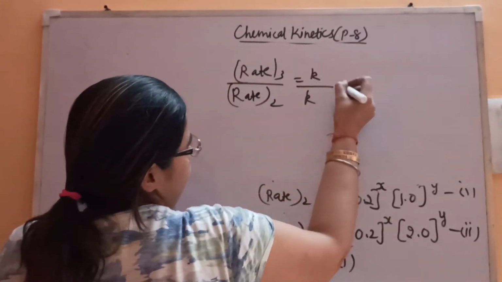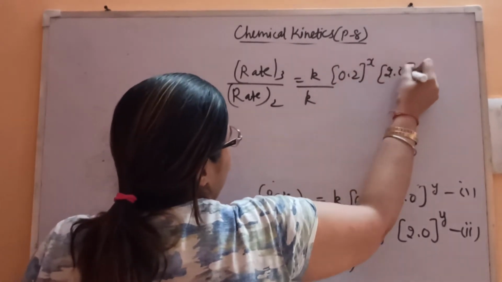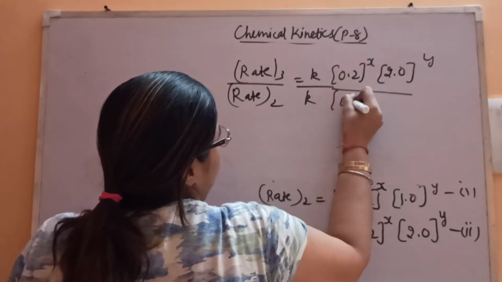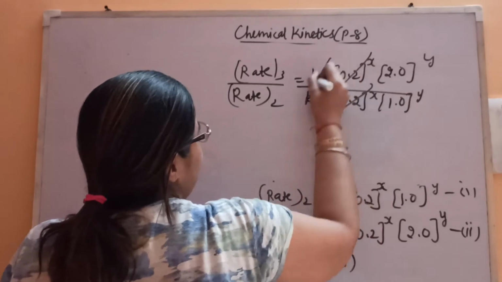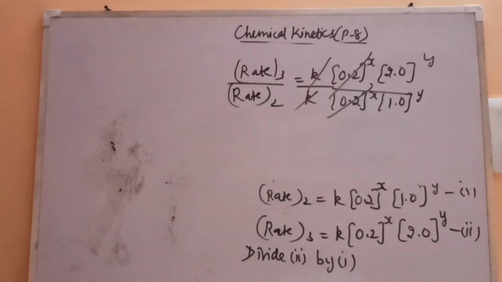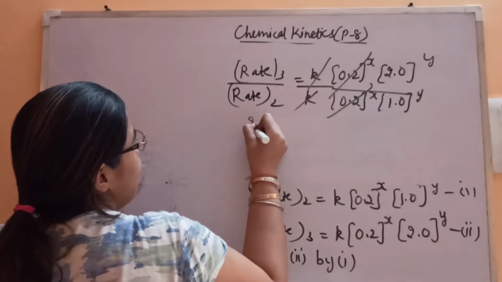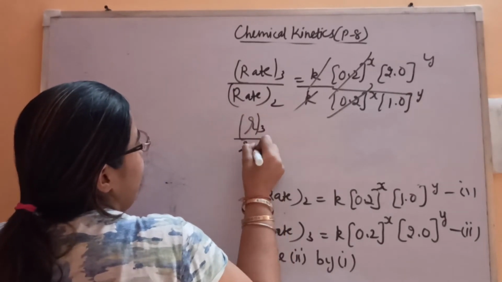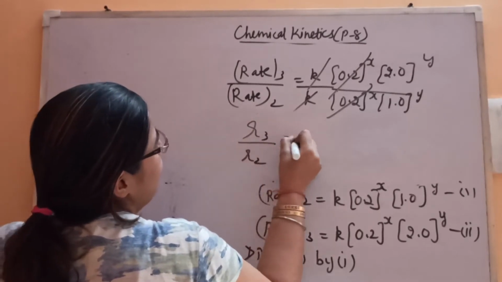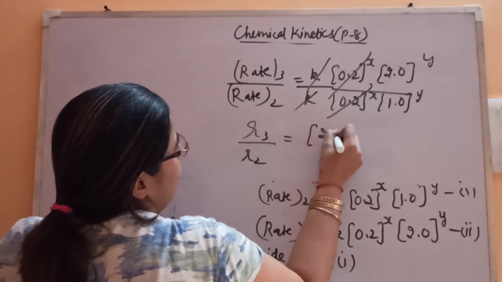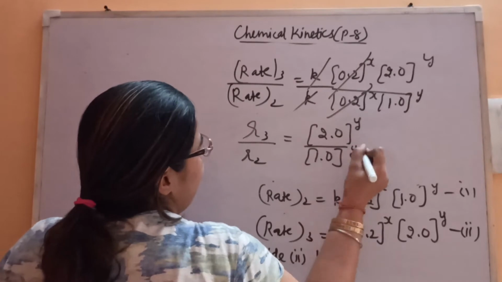K will get cancelled out. So 0.2 to the power X, 2.0 to the power Y, divided by 0.2 to the power X, 1.0 to the power Y. This will get cancelled out, whatever is common will get cancelled out. So you will get the order with respect to the other concentration term. So R3 by R2 is equal to 2.0 by 1.0, the whole to the power Y.